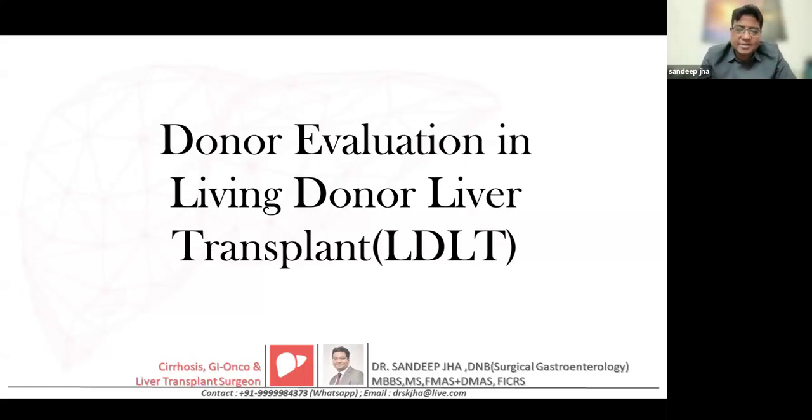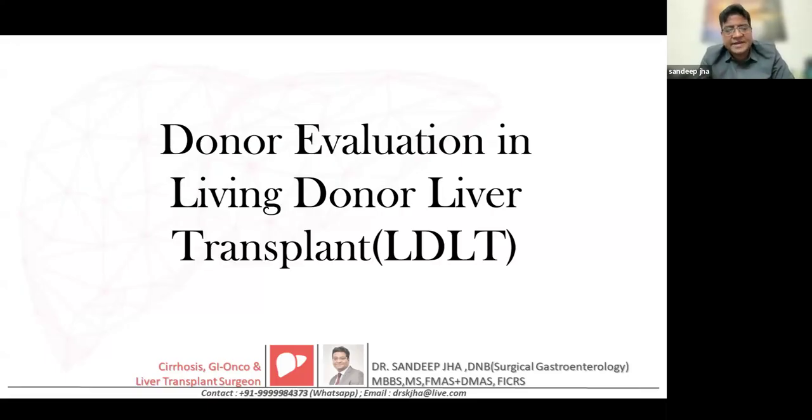Now, due to organ shortage, they are coming up again with living donor liver transplant. But this is a very big problem that we have to guard against, that no donor should have problems after liver donation. And so very strict protocols are made for how we evaluate a living donor for a liver transplant. And at any step, if you find any problem, we just reject the donor.